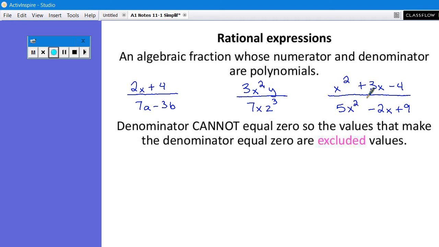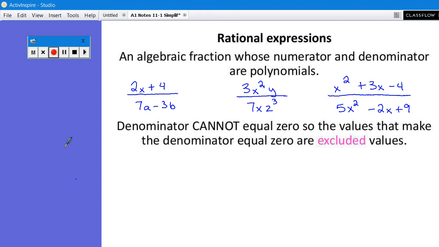Now, these rational expressions have something unique about them. They have what's called excluded values. There's a problem. When you have a fraction, you cannot let the bottom of that fraction, the denominator, equal 0. Because of that, you have these values that will mess up your problem. They're called the excluded values. It's whatever number will make the bottom equal to 0.